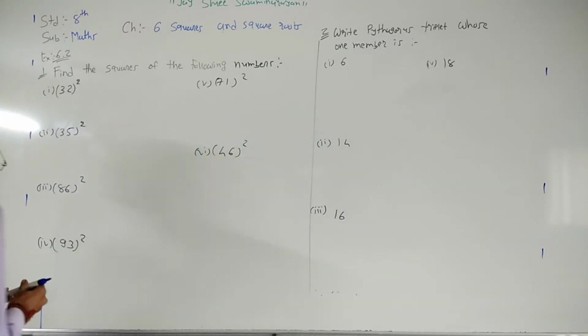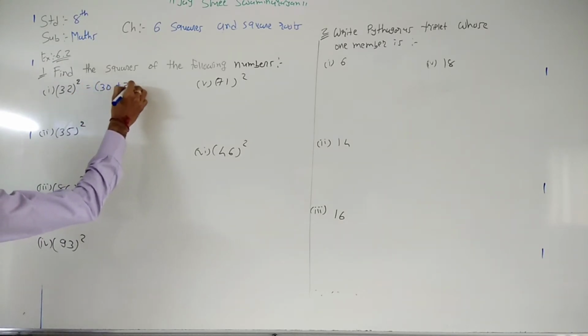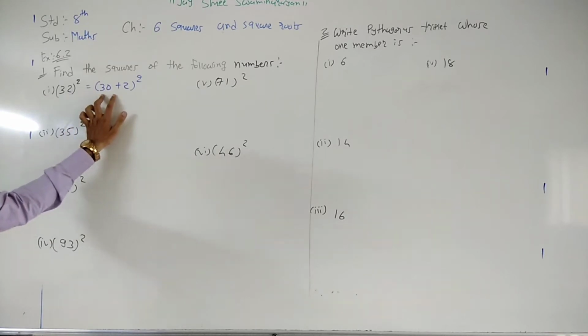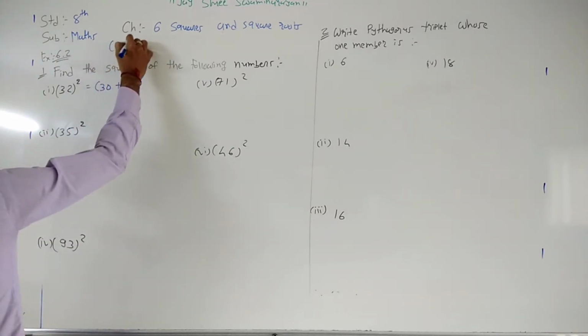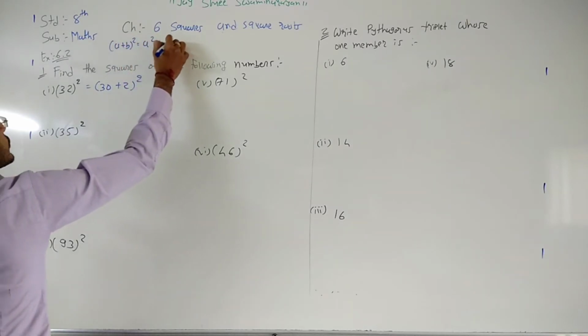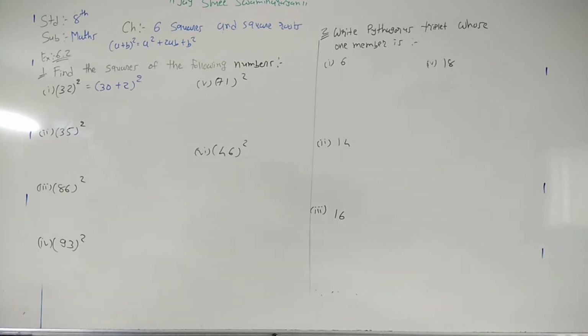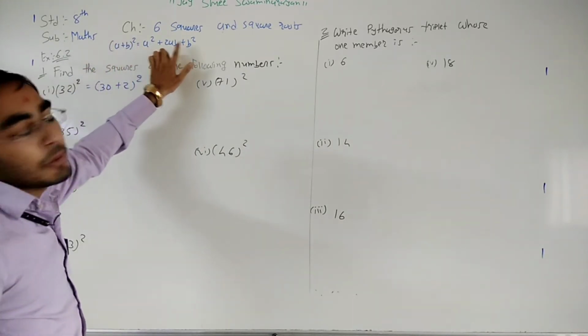Now 32 all square. So we can write 30 plus 2. Right? In place of 32 square, we can write 30 plus 2 all square. Now we can use the identity (a plus b) all square equals a square plus 2ab plus b square. We have an identity for this: (a plus b) all square is a square plus 2ab plus b square.